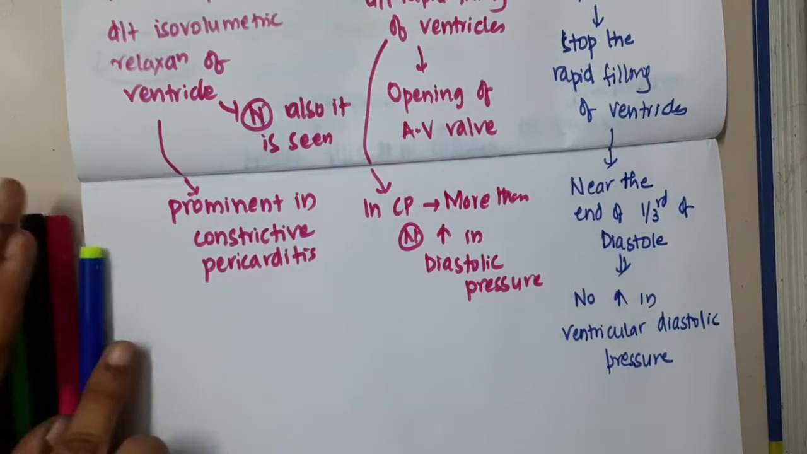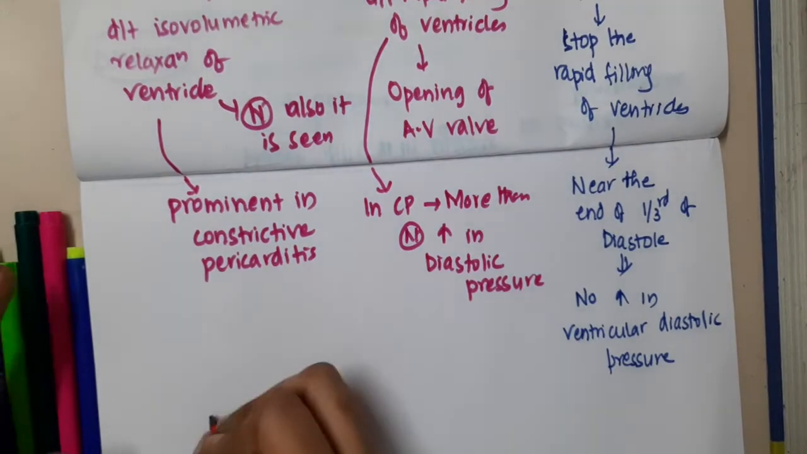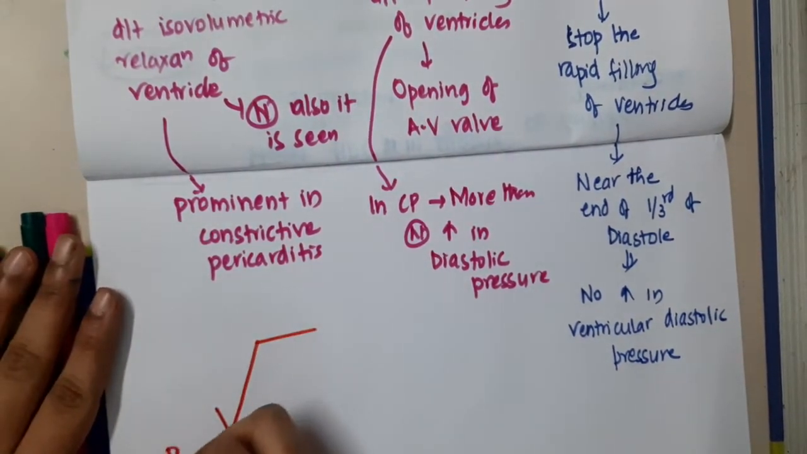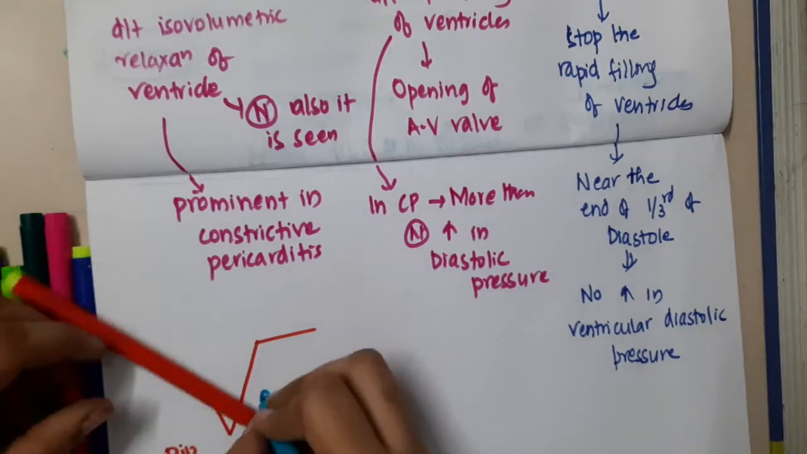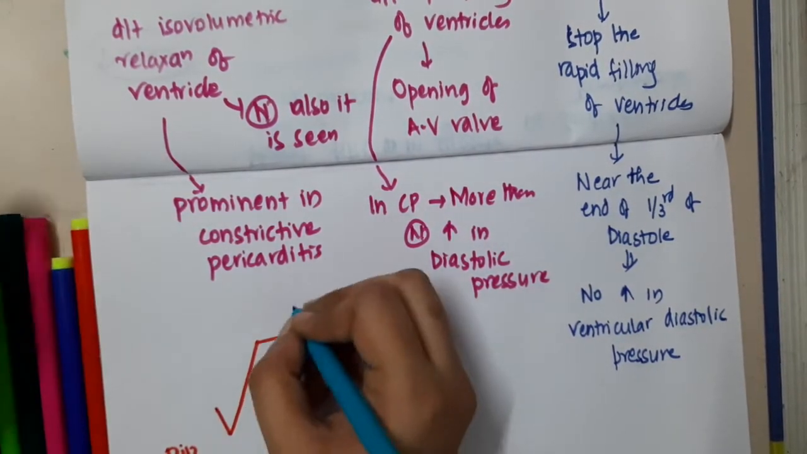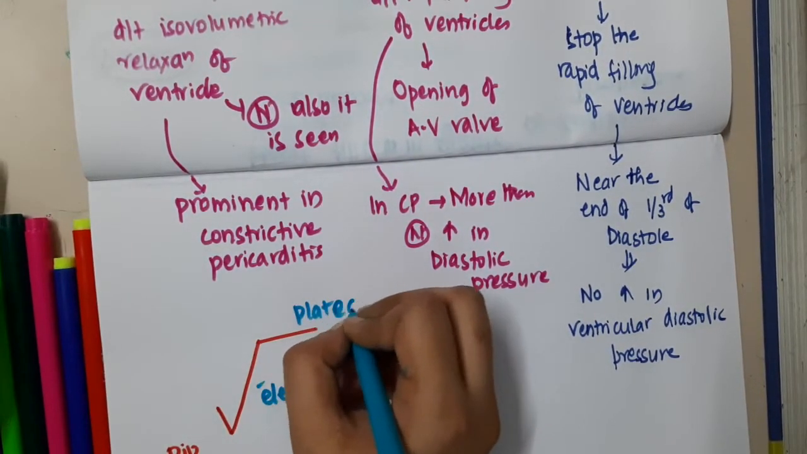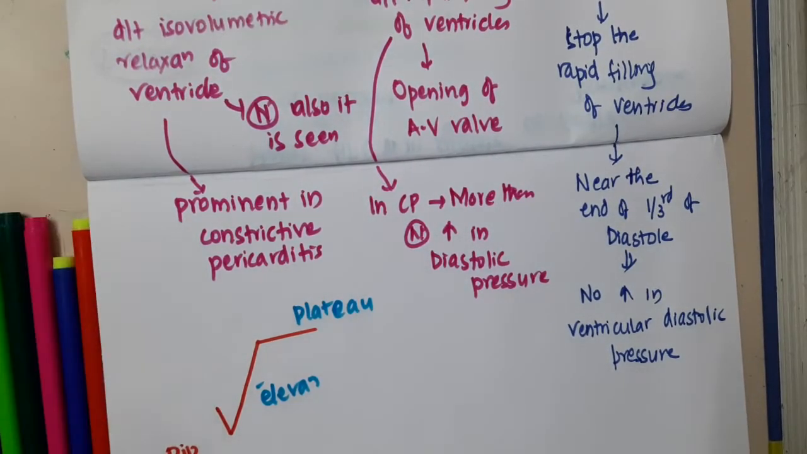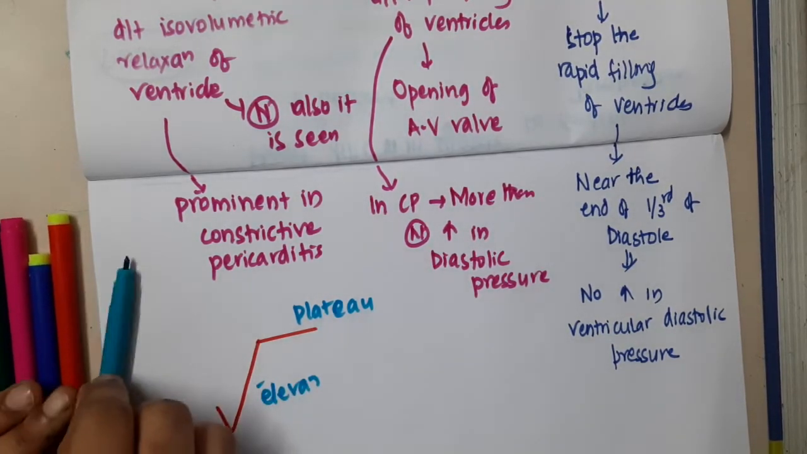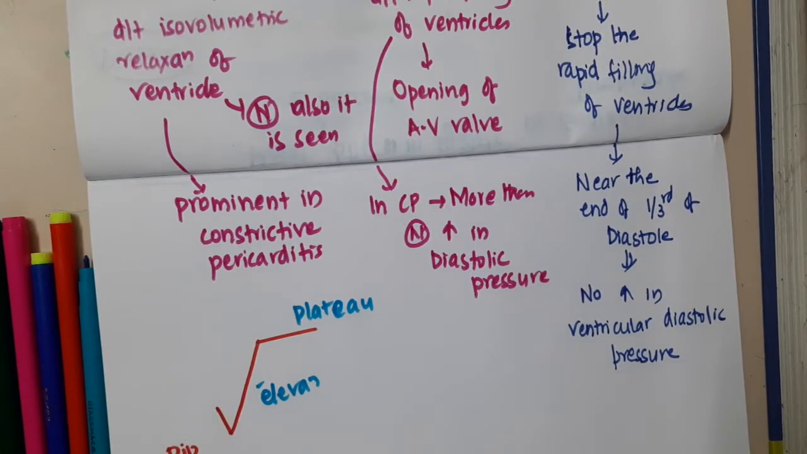And if you plot this, you will see something like this: a dip, elevation and plateau. This is the dip, this is the elevation, this is the plateau. The dip is mainly due to isovolumetric relaxation, the elevation is due to rapid filling of the ventricles, and the plateau is when the rigid pericardium stops the rapid filling of the ventricles. So this is about ventricular diastole in constrictive pericarditis.